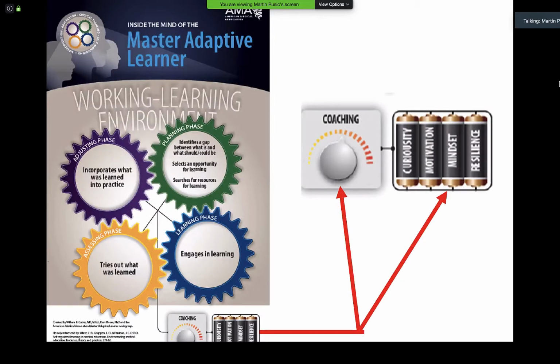And we've reviewed this overall schematic of the Master Adaptive Learner with the four gears that start with planning, move to learning, assessing our learning, and finally adjusting our microsystem. And we've gone through those in the prior three podcasts. And all of these are mediated by good things like curiosity, motivation, mindset, and resilience. And a coaching approach is appropriate to this kind of learning.